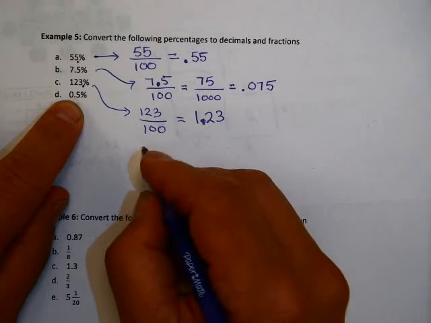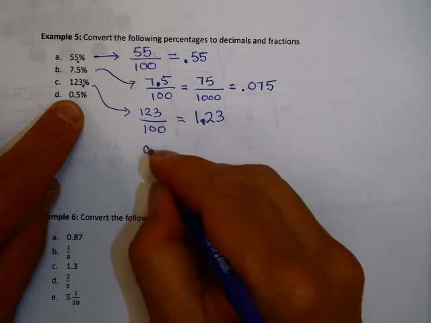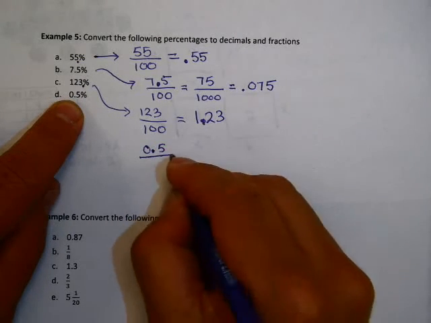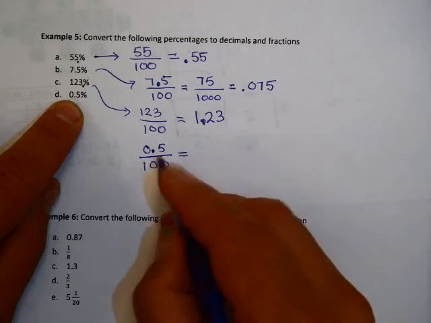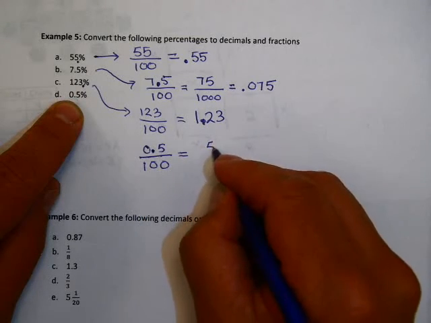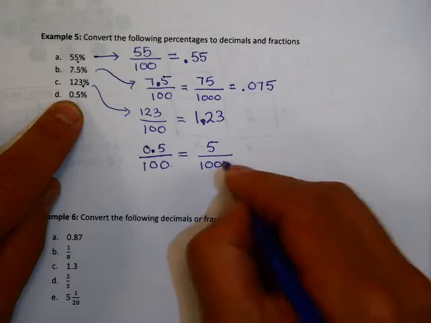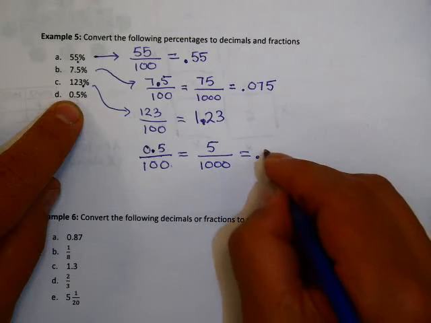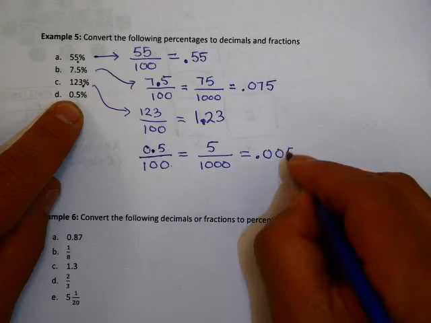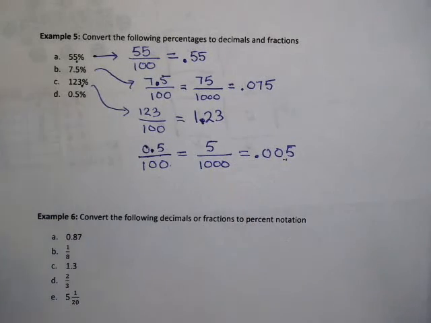So I claim with 0.5%, the answer is going to be 0.005. Let's see that work. 0.5 over 100. Again, we don't really like decimals in fractions, so let's multiply the top and bottom by 10 to get 5 over 1,000. So that's the thousandths place, and you see that that rule worked of moving the decimal just 2 places to the left.